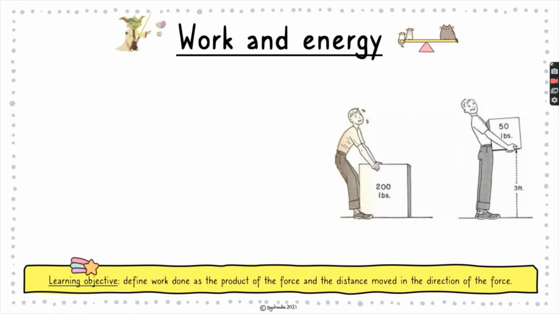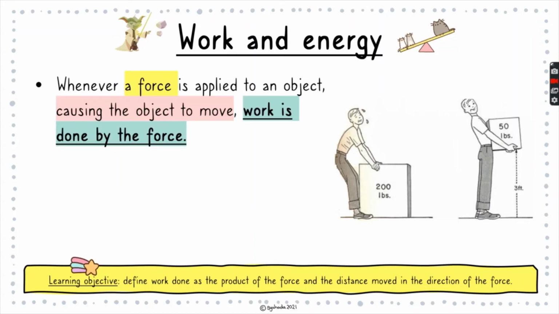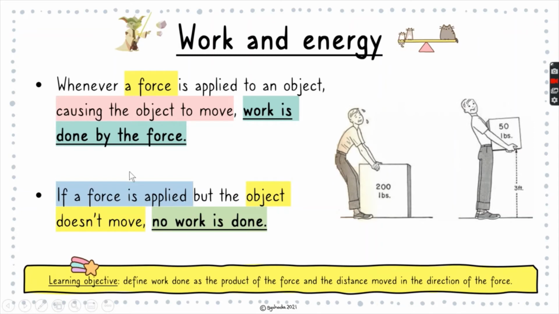Now we're going to talk about work and a little bit of energy, work done basically. So whenever a force is applied onto an object, causing the object to move in the direction of that force, work is done by that force. If a force is applied but the object doesn't move, then no work is done.